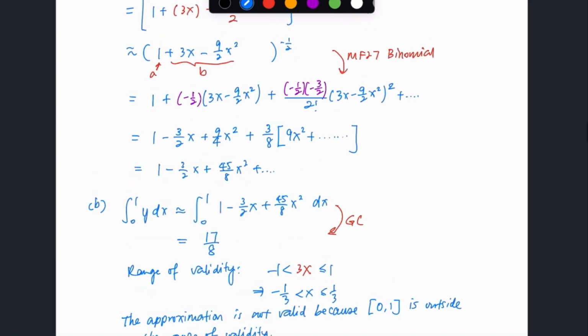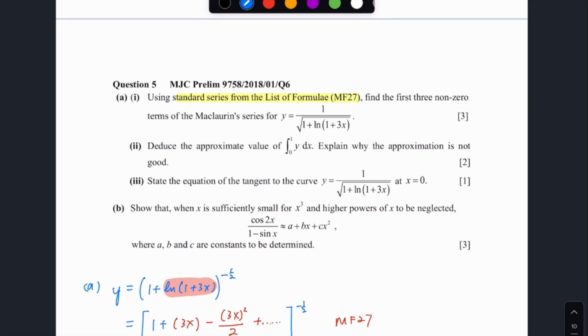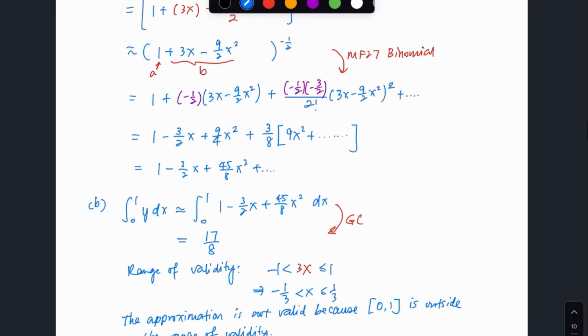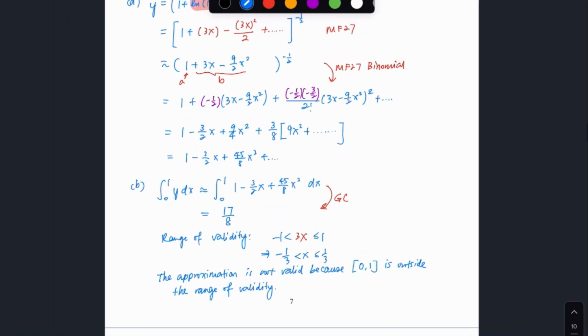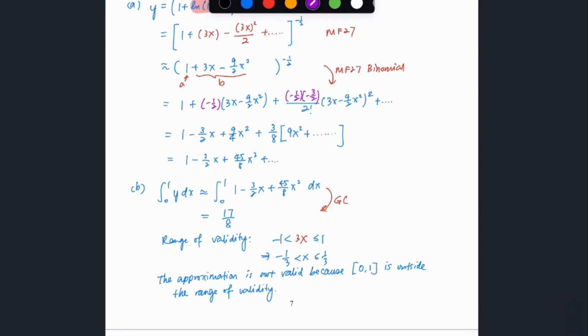Okay, let's look at part 3. I scroll up. State the equation of tangent at x equals 0. Because we are asked to state, it's very easy. If you were to differentiate and substitute x equals 0 and so on, it will take some time. So actually, stating would be just 1 minus 3 over 2 x. The first two terms of your binomial expansion or the Maclaurin series would be your equation of tangent.